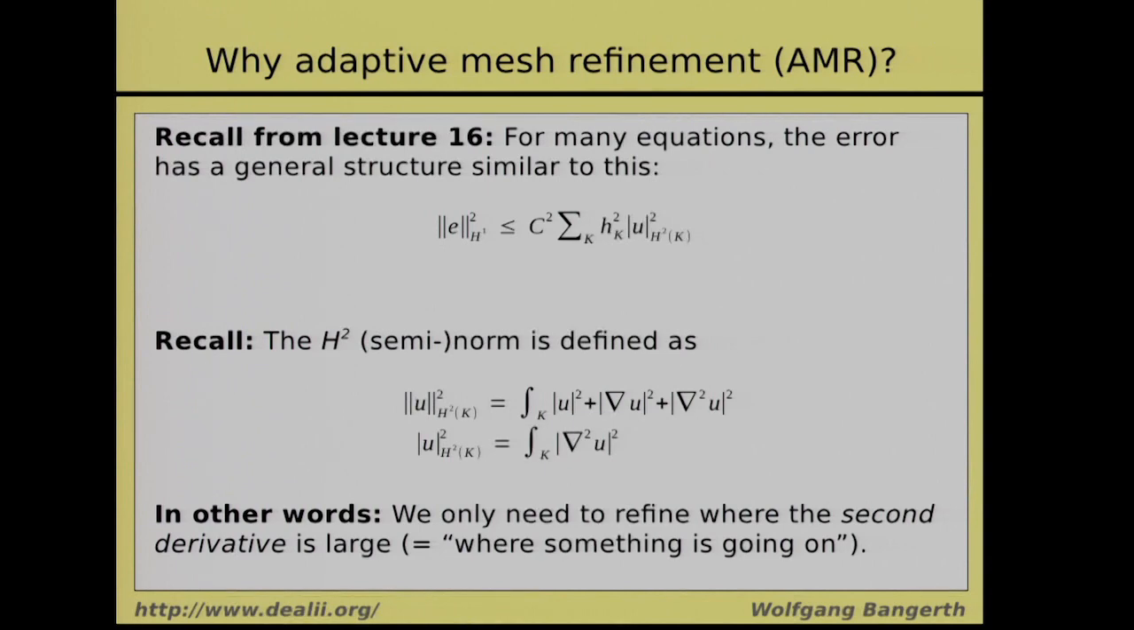I do want to make sure that we agree on the notation. So when I say that I'm looking at the H2 norm of the solution, the square of the H2 norm is the integral over the domain, in this case the cell, of the solution squared plus the gradient of the solution squared plus the second derivative squared. So the H2 here indicates the highest derivative, and then there is something that we call the H2 semi-norm. That's the thing that really appears here on the right. The H2 semi-norm only integrates the second derivatives of u. So as I mentioned, when I say something is going on in a cell, what I really mean is that the second derivatives are large.